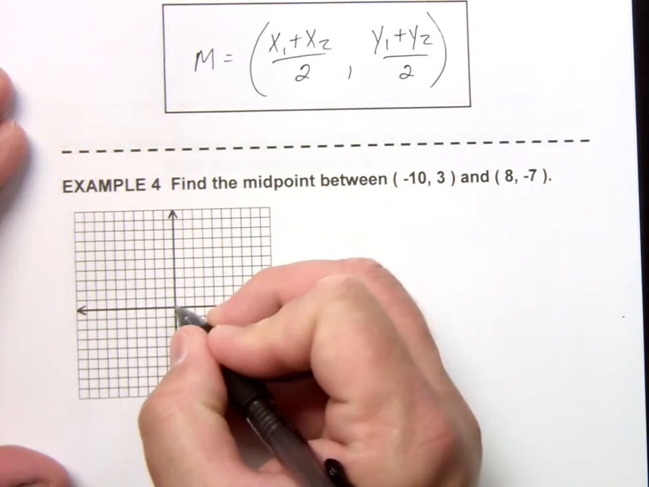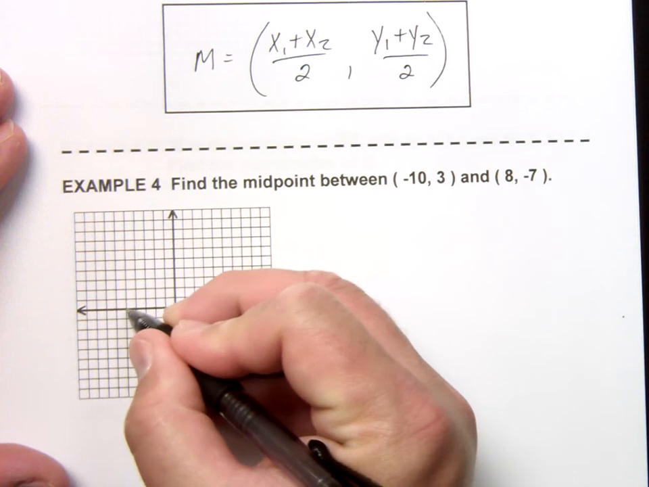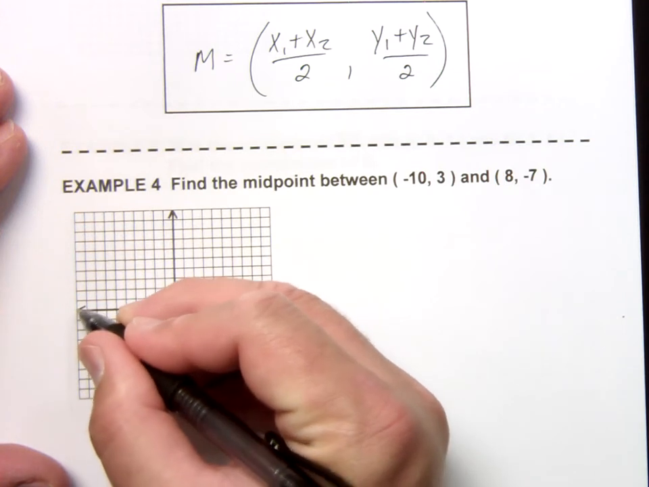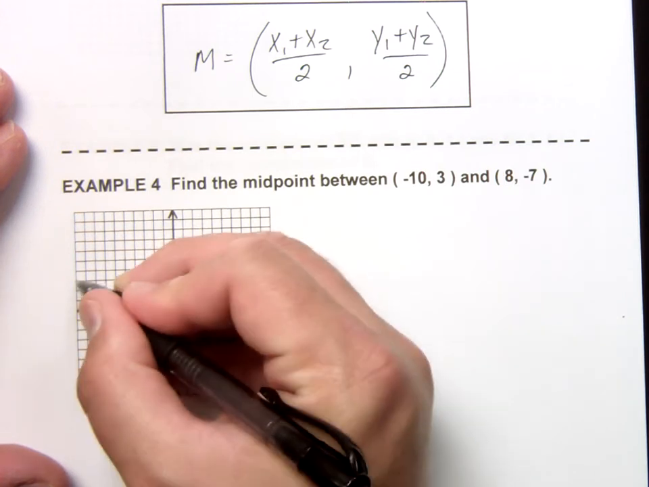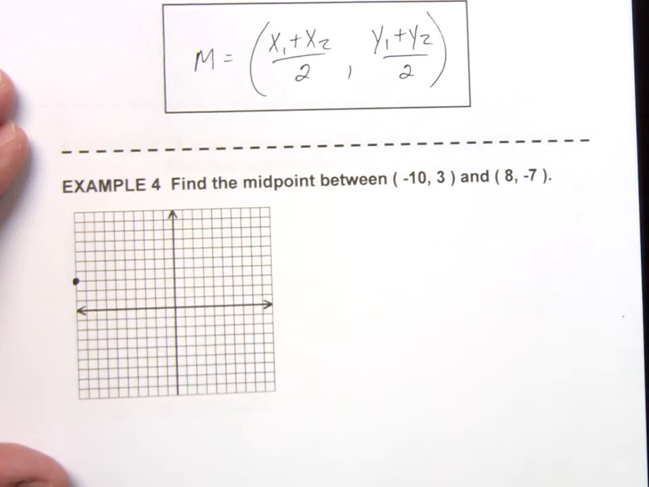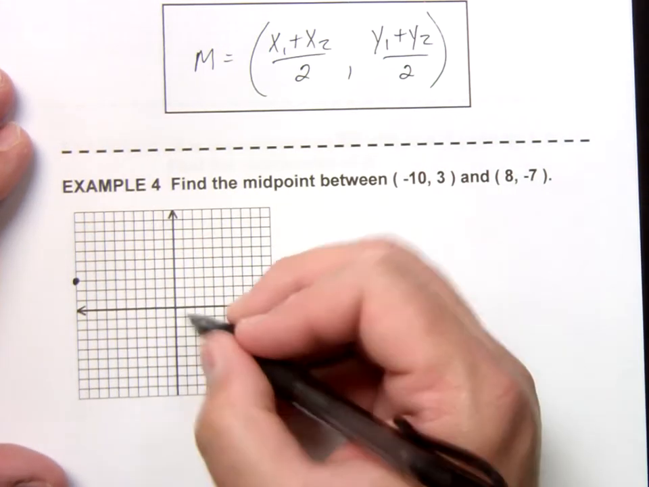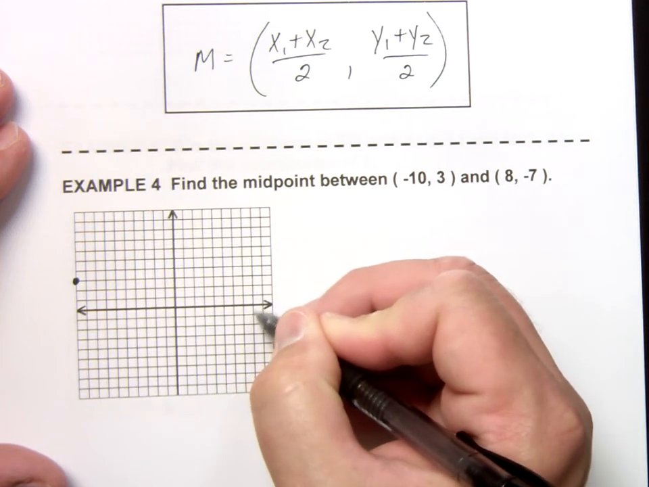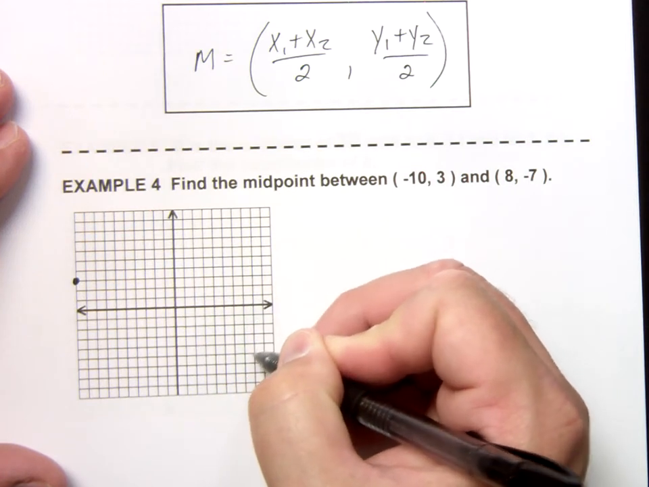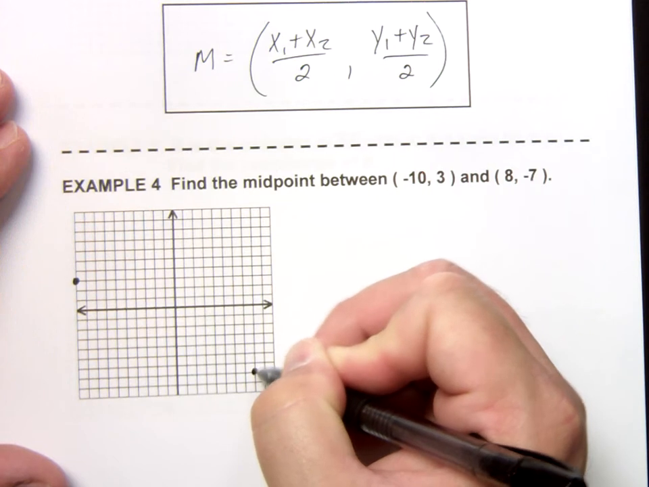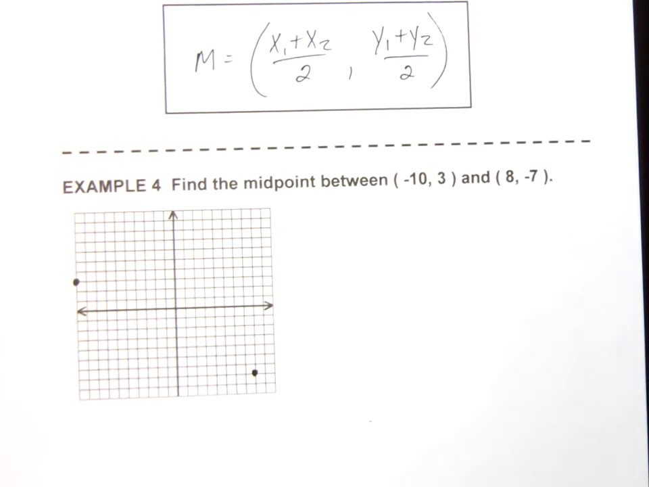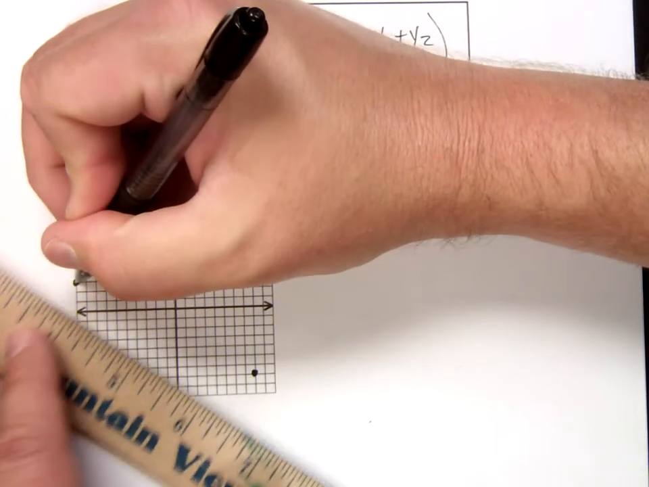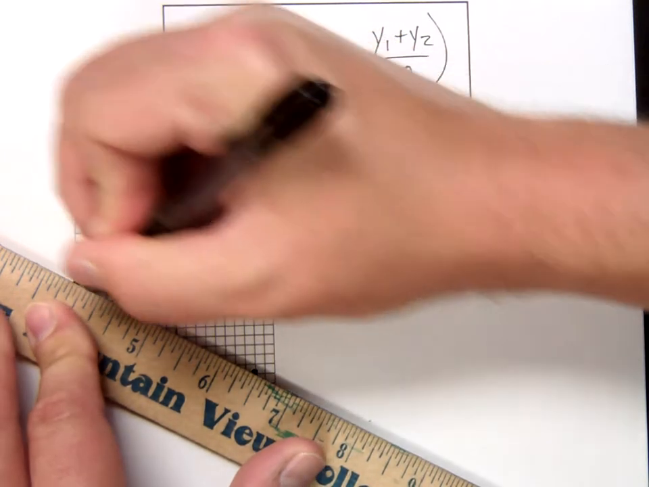Negative 10, 3. 1, 2, 3, 4, 5, 6, 7, 8, 9, 10. 1, 2, 3. So there's negative 10, 3. And then 8, negative 7. 1, 2, 3, 4, 5, 6, 7, 8. 1, 2, 3, 4, 5, 6, 7. There's 8, negative 7. So there's the line segment connecting those 2 endpoints.